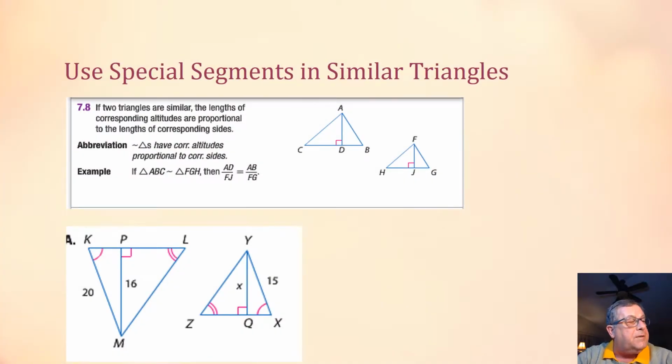We're going to be looking at some parts of similar triangles, and we have three theorems on page 501. We're going to look at a couple of these with associated problems, and we're going to discuss the third. The first theorem states that if two triangles are similar, the lengths of the corresponding altitudes are proportional to the lengths of the corresponding sides.